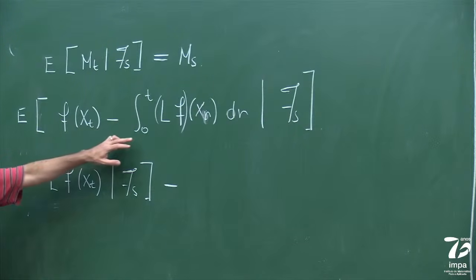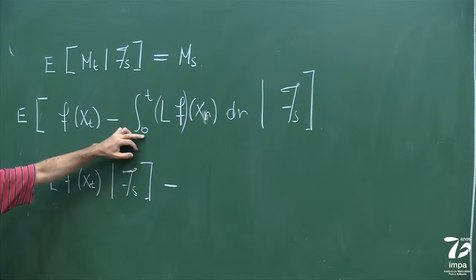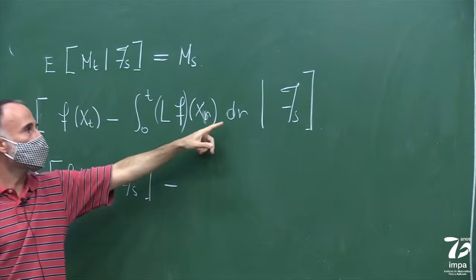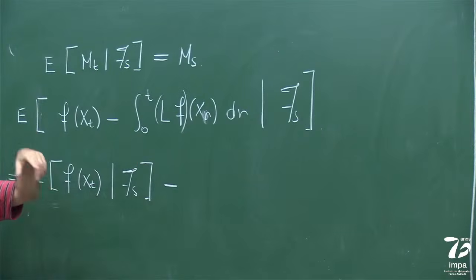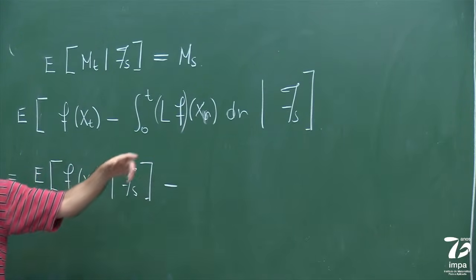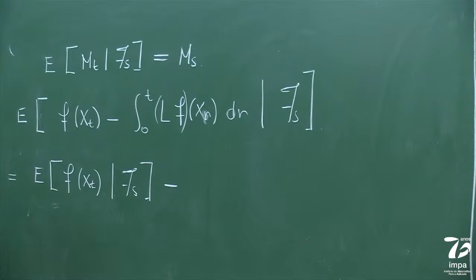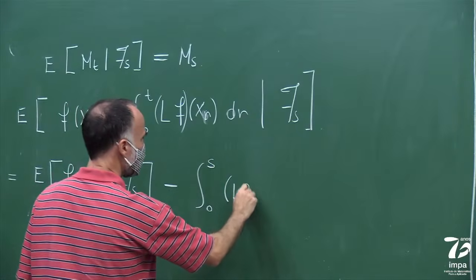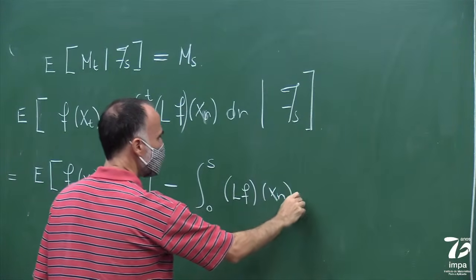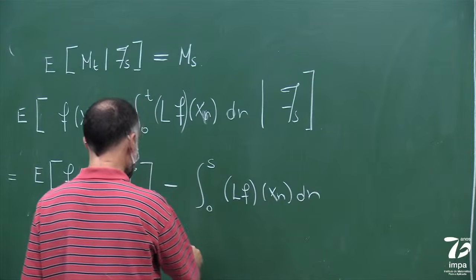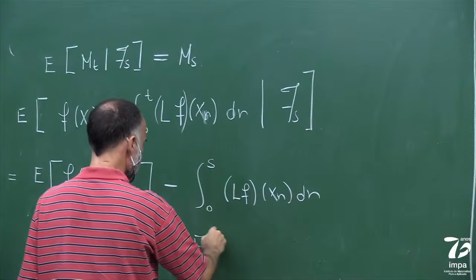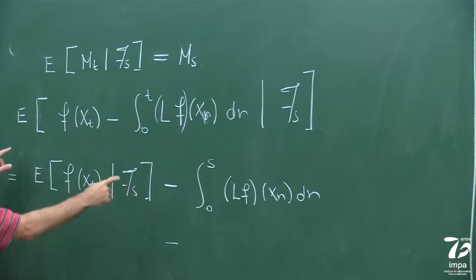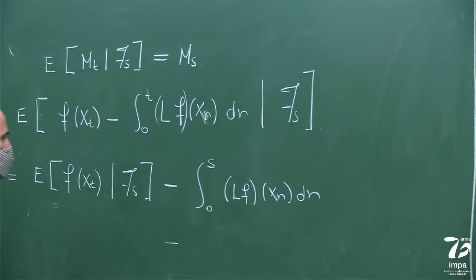But the second piece, I will divide this integral as an integral from 0 to s and the integral from s to t. From 0 to s, I have only times r which are smaller than s, and therefore these variables are all Fs measurable. So the conditional expectation is equal to itself. So there is a first piece, which is the integral from 0 to s of Lf(Xr) dr. And then there is a second piece, which is what happens after. But what happens after, let me exchange the integral with the expectation.